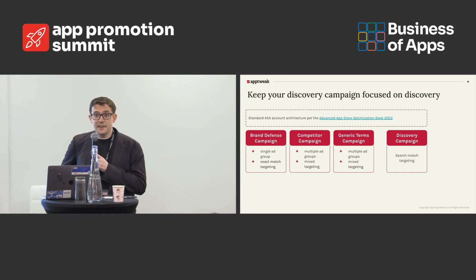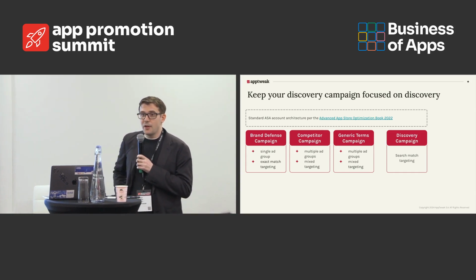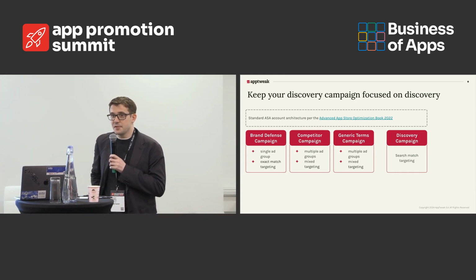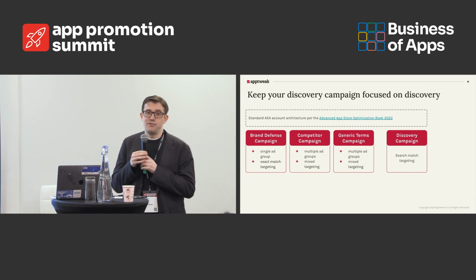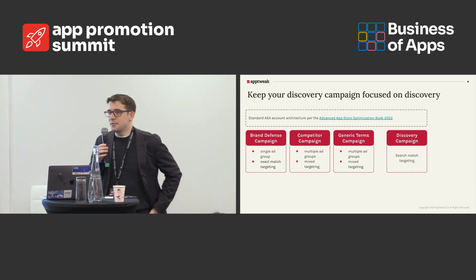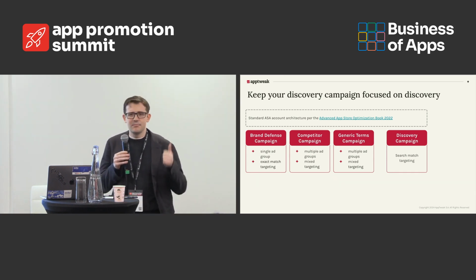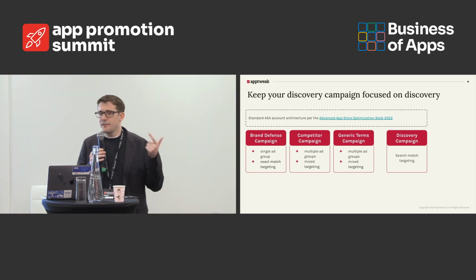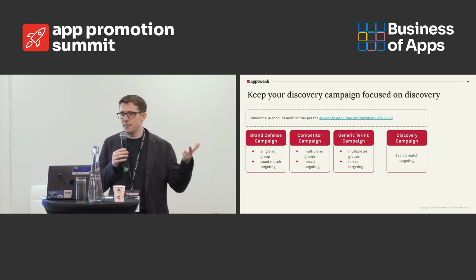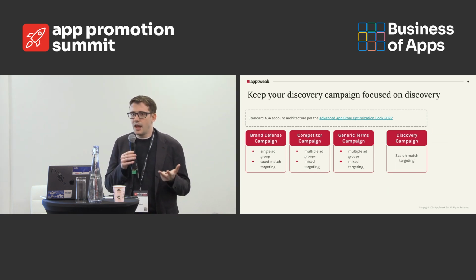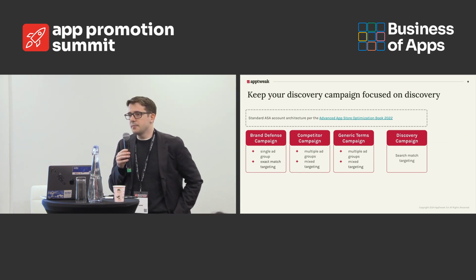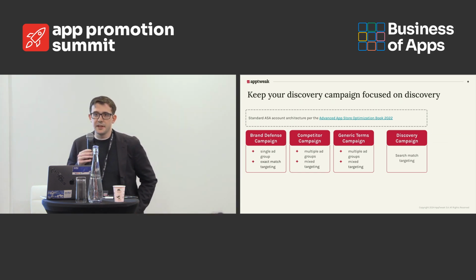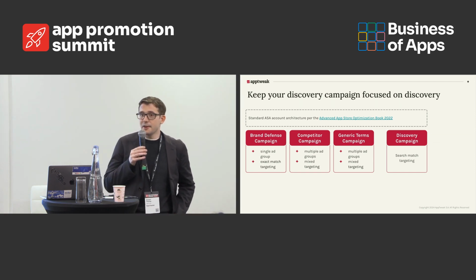This, I think, is what most people see when they go into their search ads console. That's the standard model that's recommended pretty much everywhere when it comes to setting up campaigns. Set up a brand defense campaign, have a competitor campaign, have one campaign for generic keywords, and last but not least, have a discovery campaign. And the discovery campaign is supposed to just be using Apple's search match targeting algorithm.